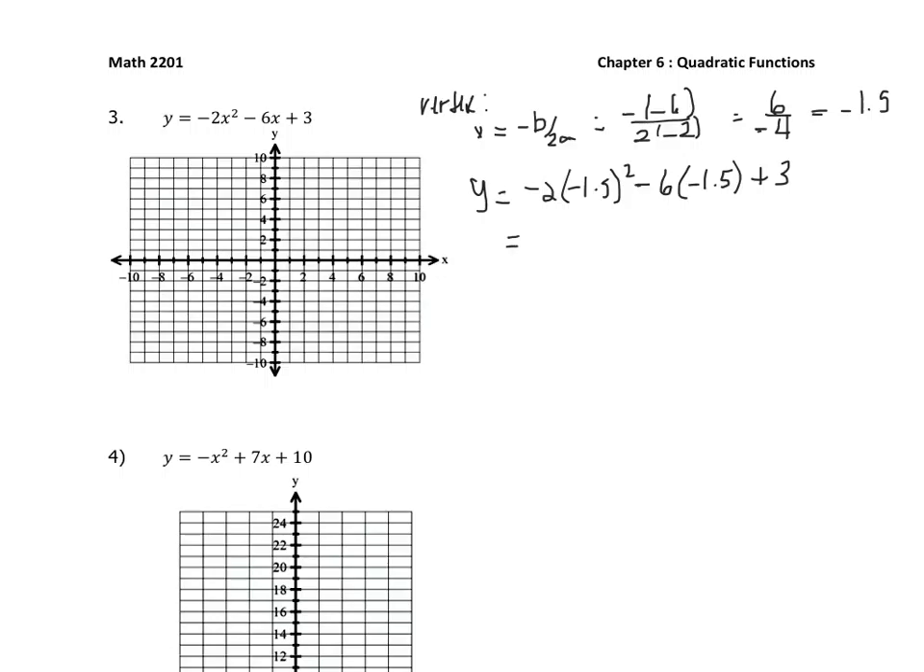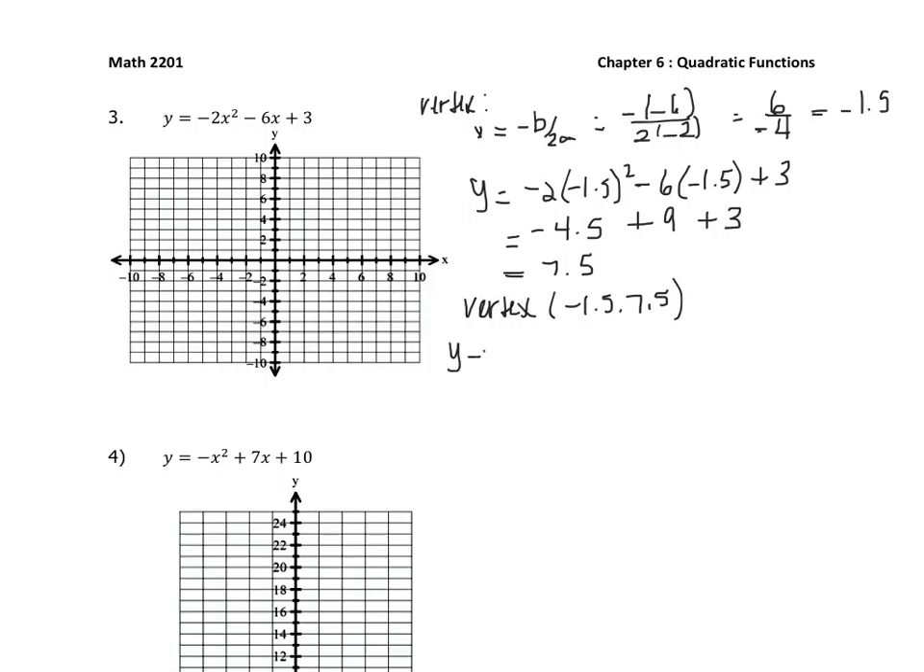So -1.5 squared, and then we're going to take that and multiply it by -2. That would give us -4.5. And then -6 times -1.5 is going to be plus 9, plus 3. So that would give us 7.5. So our vertex is (-1.5, 7.5).